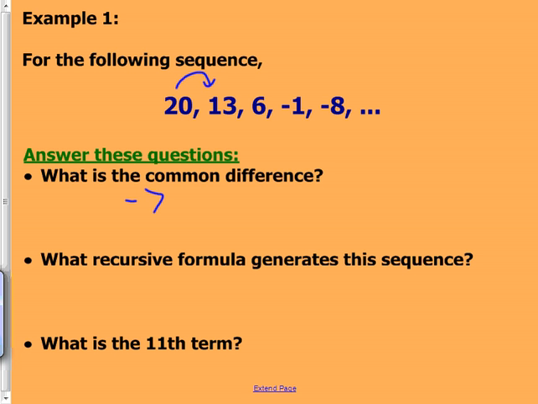All right, what recursive formula? I would start with u sub 1, and that's 20. And then it's u sub n minus 1. And then what's happening each time? -7. So you just put a -7. And then here's the easy part to forget. N greater than or equal to, and you look back at this number.